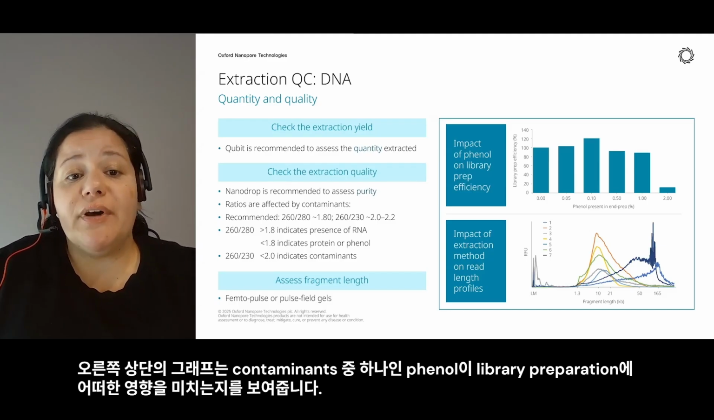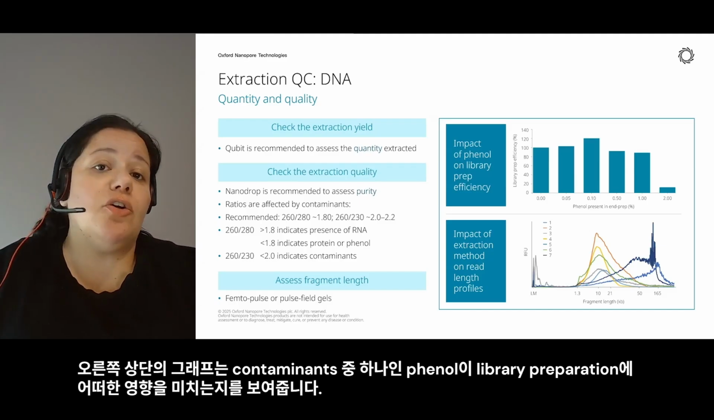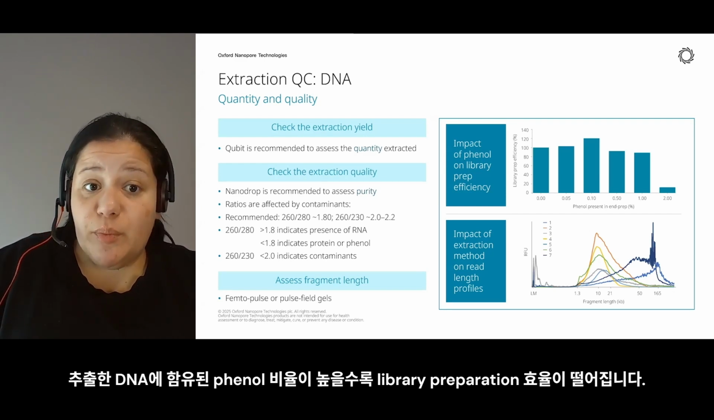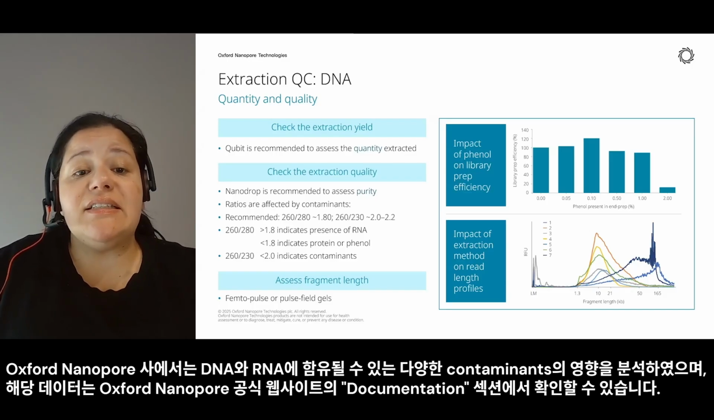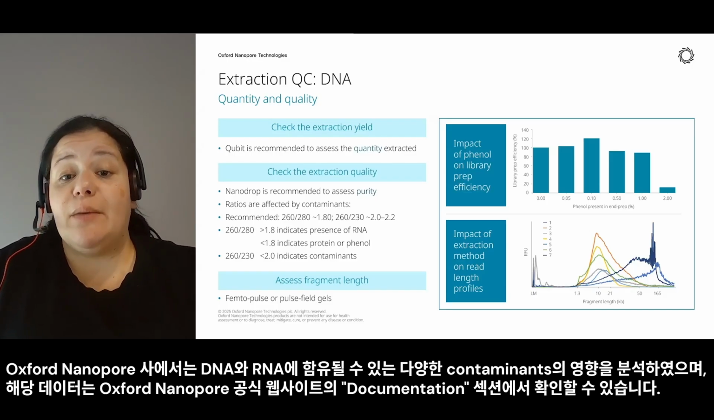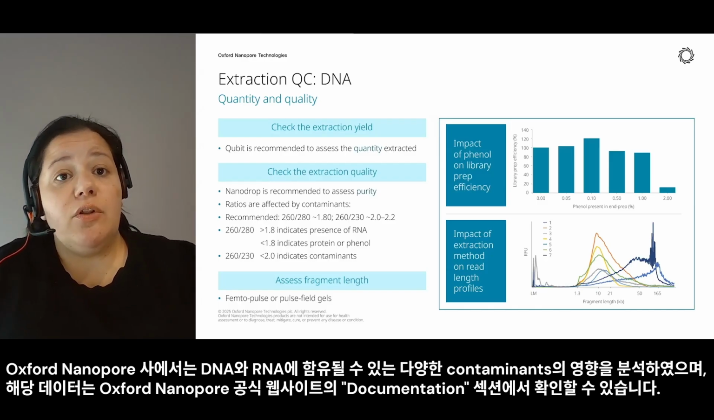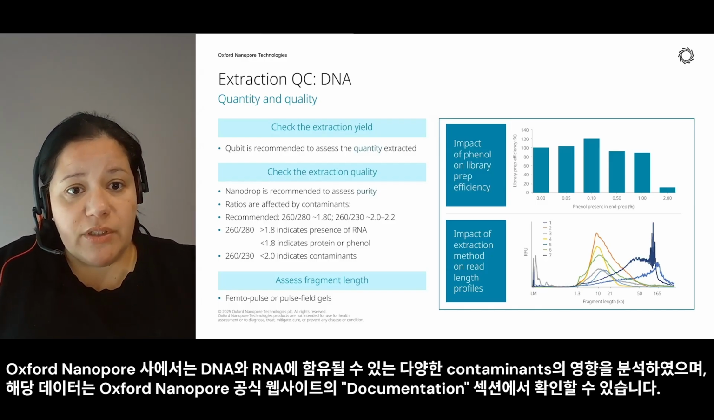So here on the top right, we have an example of the impact of phenol on library preparation. As you can see, the more phenol you have in your sample, the lower the library preparation efficiency will be. And we have assessed the impact of a variety of contaminants on both DNA and RNA, and this data is available on the documentation section of our website.